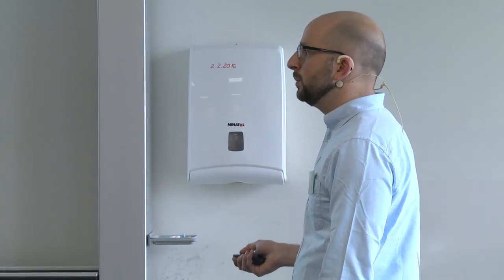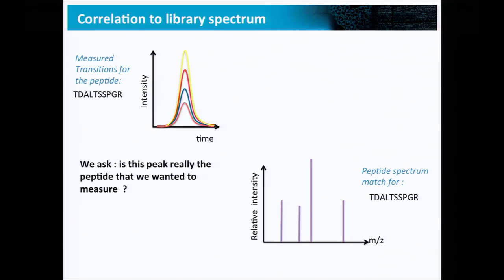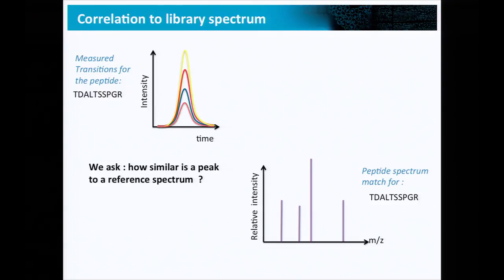And on the other side, what we have is a spectrum that's stored in a library, and that is matched for this sequence. And this went through the statistics of the search, and now I would like to change the question to: how similar is this peak to this spectrum? So very simplistically, we changed the question to a similarity question.